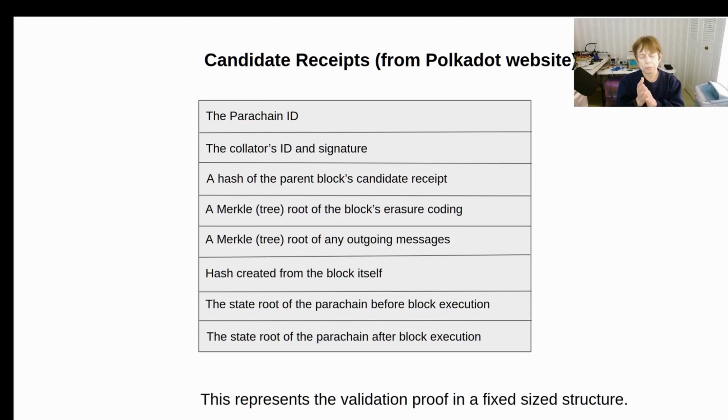So this was a brief introduction to validation, and we're going to take it from there. There's a lot more to discuss theoretically; we haven't even gotten into Grandpa and Babe, which are two key algorithms in Polkadot. I think Grandpa is the validation, and Babe is the mining.